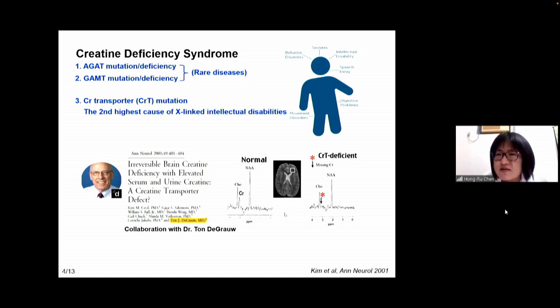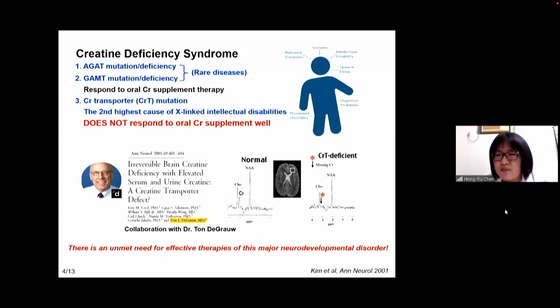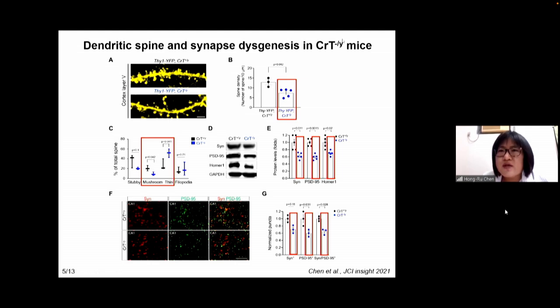By using MRS, as you can see here, for those creatine transporter mutation patients, you can see an obvious reduction of creatine in the brain. Those creatine synthesis enzyme deficiency patients respond to oral creatine supplement therapy. But those creatine transporter mutation patients do not respond well to oral creatine supplements. So the important thing is that we have to develop an effective therapeutic method for this major neurodevelopmental deficit. For this purpose, we generated a creatine transporter neuromice.